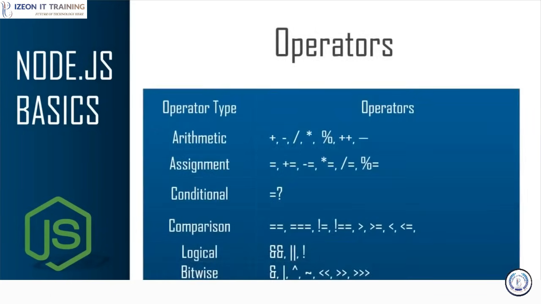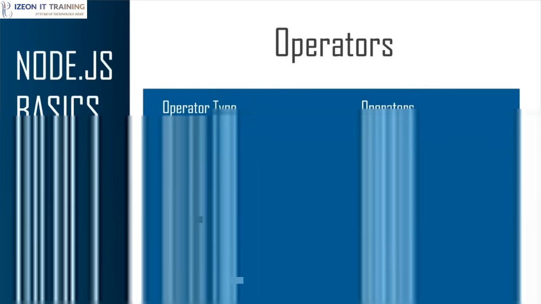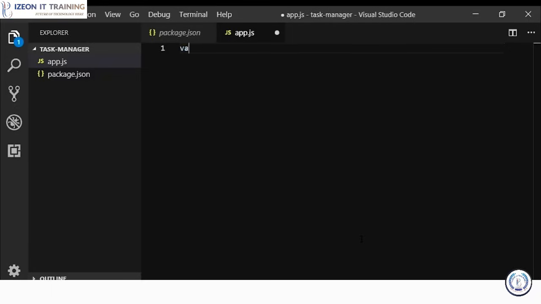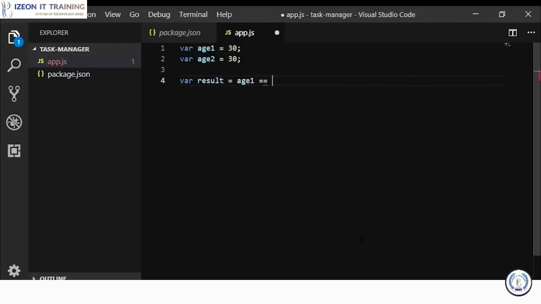And then there are operators. Now, as I said, there is something that is already similar to all the other programming languages. Variables are one of them, operators as well. However, there is one operator that is pretty unique, and that is the triple equal to sign. So say, for example, if I go for something like this, var, let's say, age 1 is equal to 30, and var age 2 is equal to 30. And then let's say var result is equal to age 1 double equal to age 2.